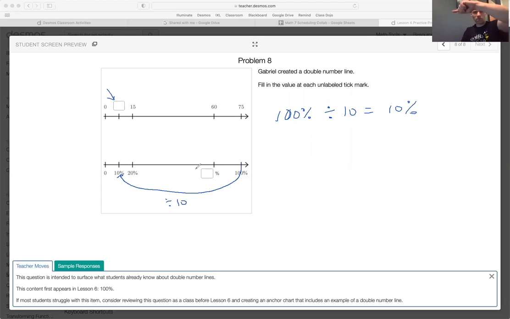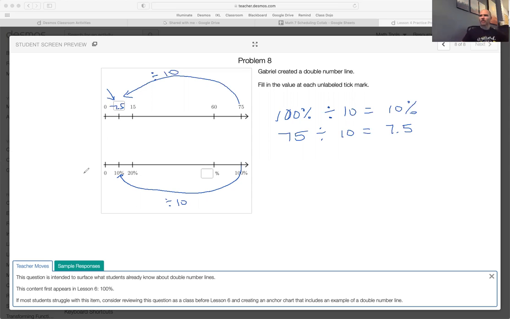And so just to make sure that the same thing happens on the upper number line, I just do the same thing here. I should take this 75 and divide it by 10. This is sort of like proportional relationship stuff here. And so 75 divided by 10 equals 7.5. So this should be a 7.5 in this box.